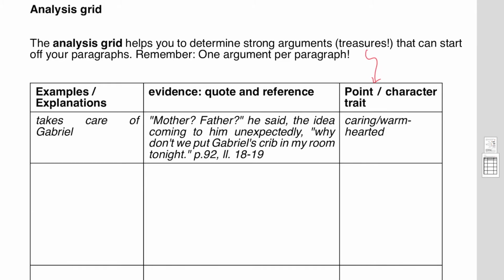And then you try to find evidence. You try to find quotes and references in the text. For example, "Mother, Father," he said, the idea coming to him unexpectedly, "why don't we put Gabriel's crib in my room tonight?" That's page 92, lines 18 and 19.